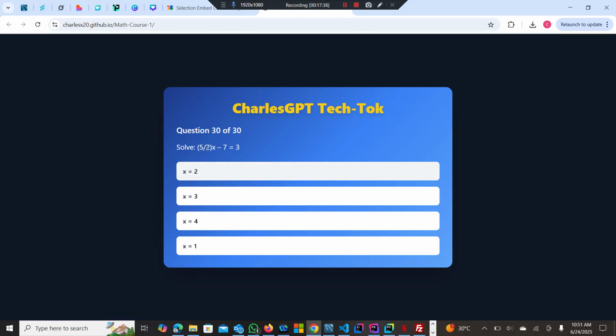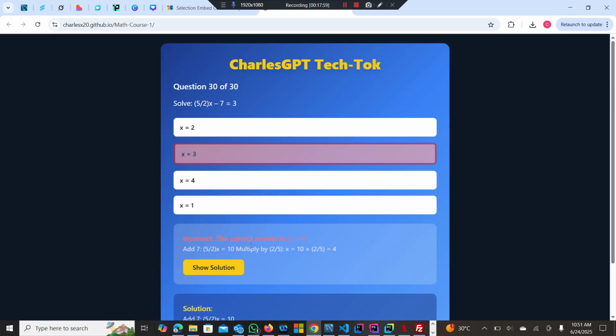The next one is 5 divided by 2x minus 7 equals 3. Why are we just looking for x throughout this program? Okay, I think I'll make it more interesting in my next course, my next app I'm going to be building. But just this, let me just give a random guess. Okay, it's wrong. The correct answer is 4.